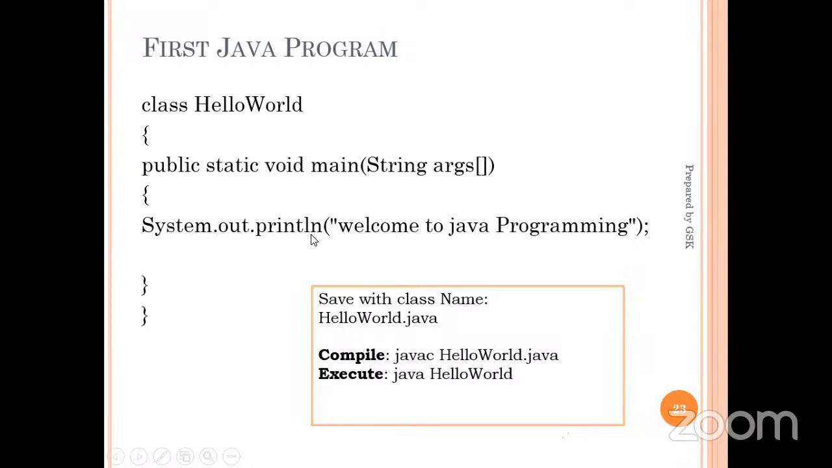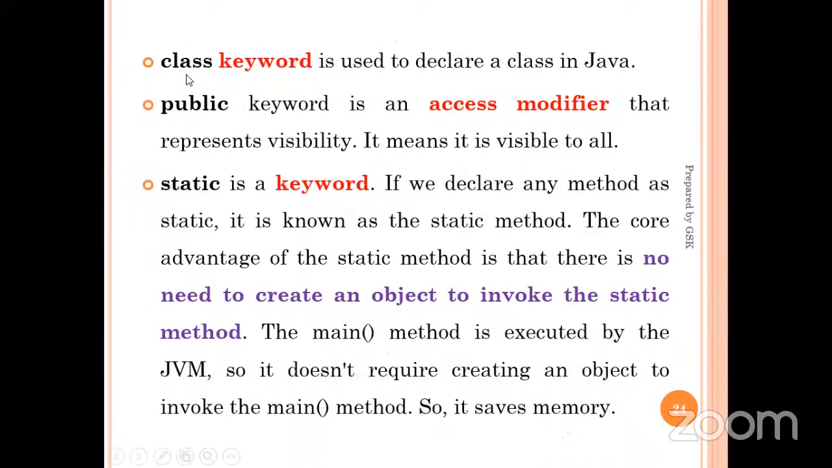System.out.println, that is println. Within the parentheses and within the double quotes, whatever statement or message you want to display on the screen, you can write within the double quotes. And close the main, close the class. This is how to write the program. But let us try to understand these terminologies, why we are writing them, and what is the meaning of these things. First one, class. Class is a keyword.